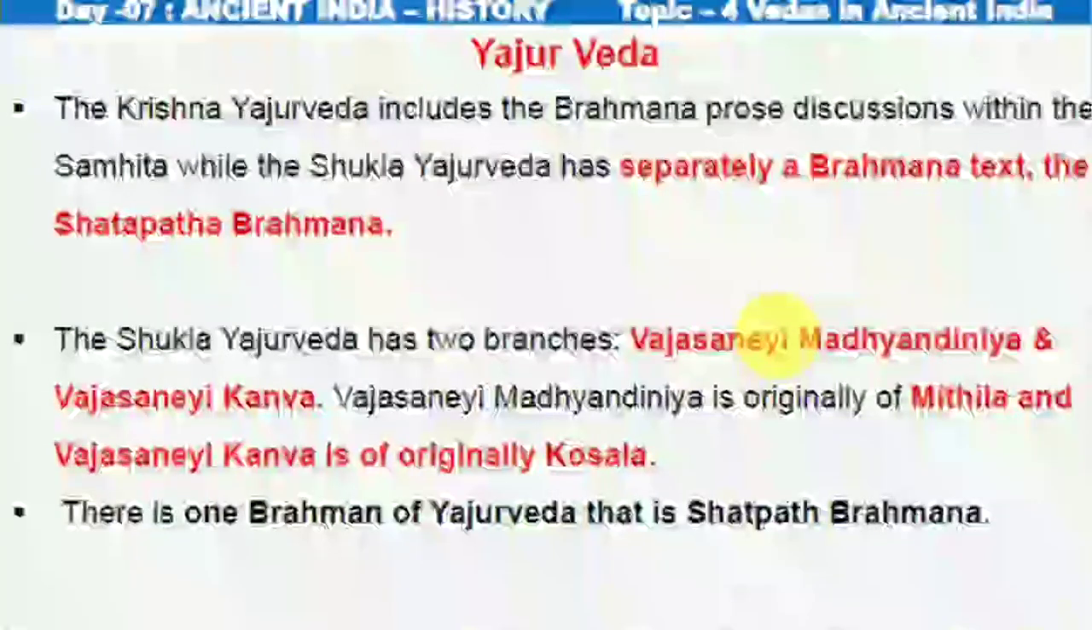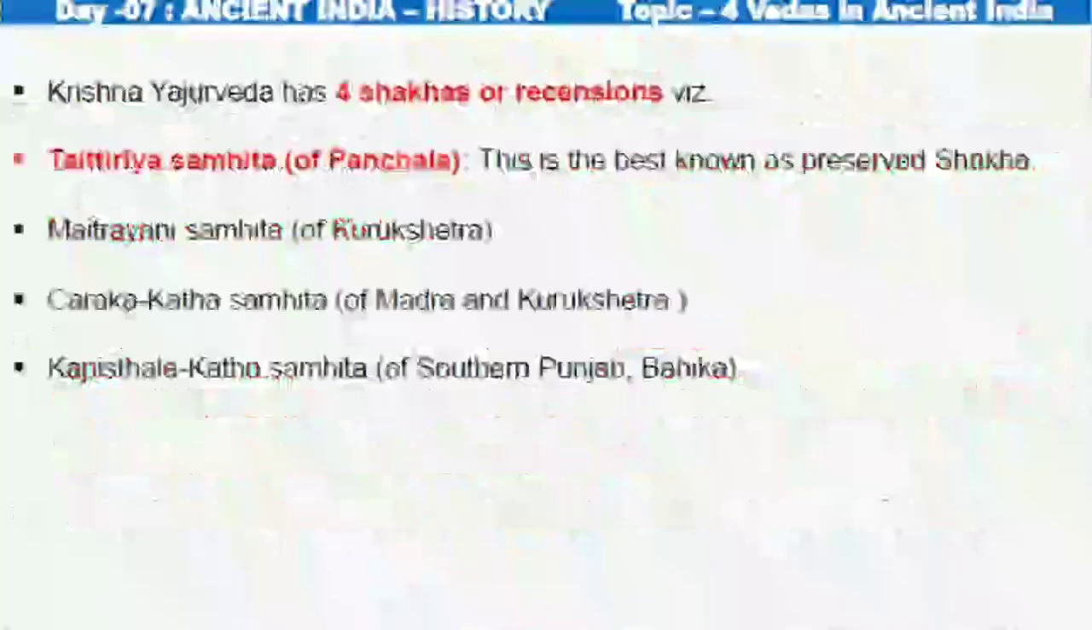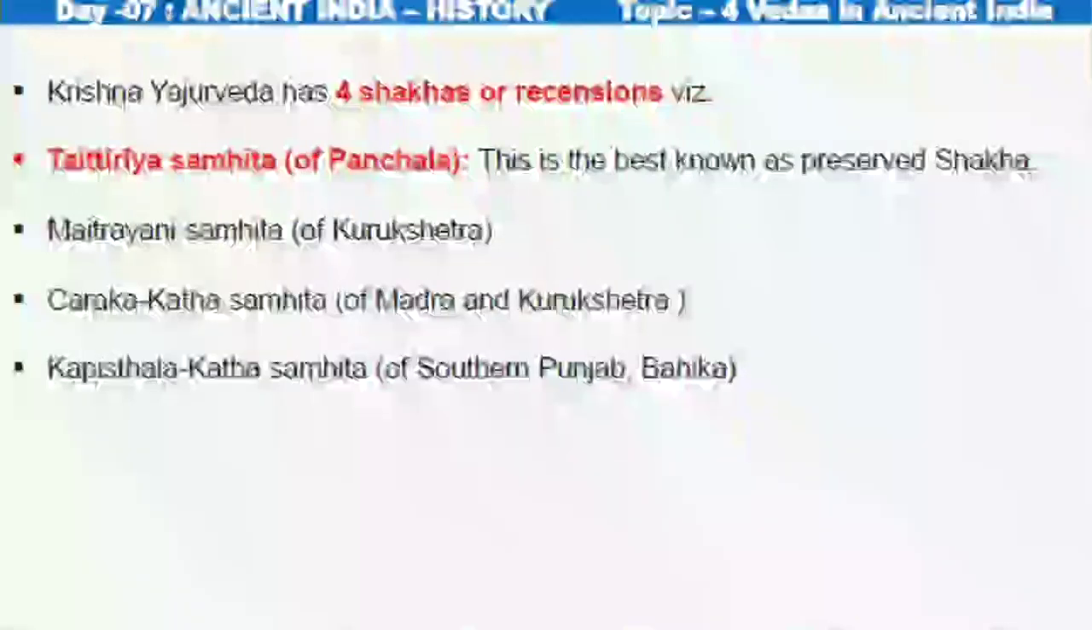Next, Krishna Yajurveda has four shakhas. In English, it is known as recensions. In exam, you will find that word recension. So Taittiriya Samhita, that is of Panchala, is best known as the preserved shakha. The question can be asked, the best known preserved shakha is the Taittiriya Samhita. And the others are Maitrayani Samhita of Kurukshetra, Charaka Katha Samhita of Madra or Kurukshetra, Kapisthala Katha Samhita of Southern Punjab or Bahika. So these four are the most important shakhas of Krishna Yajurveda.